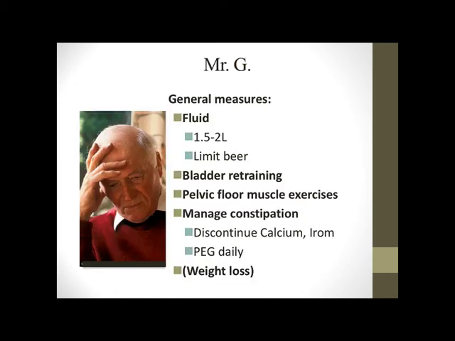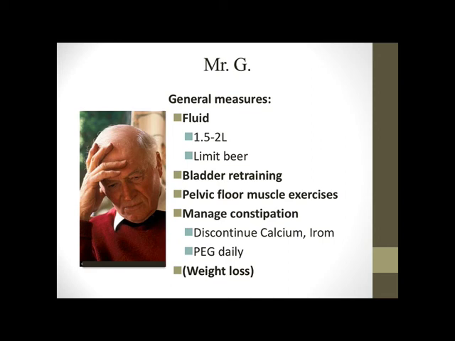So some general measures for Mr. G. In terms of fluid intake, he's limiting his fluid during the day, and we want him to be at about 1.5 liters a day, because if his bladder's not seeing enough fluid, the uroepithelium is actually an active substrate, and so if it's seeing a lot of concentrated urine, it'll actually become more overactive, and he'll have worsening problems. So we want him to be aiming for about 1.5 liters a day and not less. Alcohol is obviously a bladder irritant as well, so maybe he can limit his beer a little bit. We won't take it away from him completely, but maybe try to limit it as much as possible.